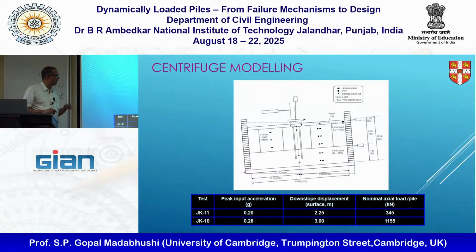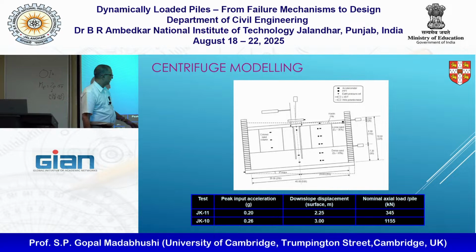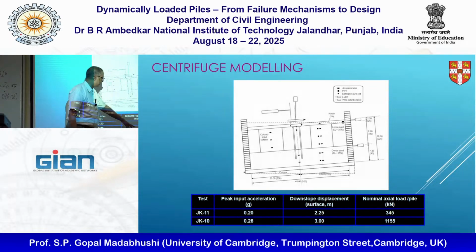So one of the things, I input acceleration, one was 0.2, the other one was 0.26, but as I said, these have very little influence on the liquefaction. Once it's above 0.1 g, it will liquefy the soil. So that's not a big deal. The heights were 2.25 meters and 3 meters. Okay, not of the pile, sorry, the slope.